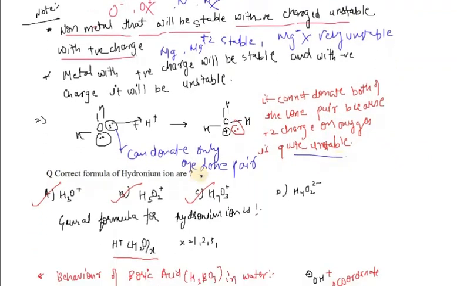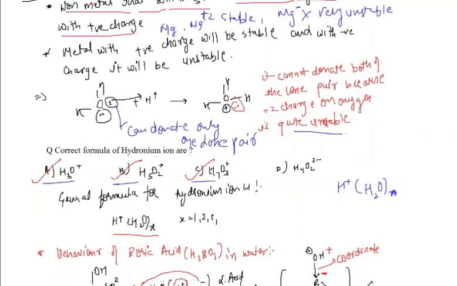So there is a question: the correct formula for the hydronium ion. We know that the general formula of the hydronium ion is H plus (H2O)n, where n could be 1, 2, 3. When we put the values 1, 2, 3, we get options A, B, and C as the answer. H for O2 is not the answer.